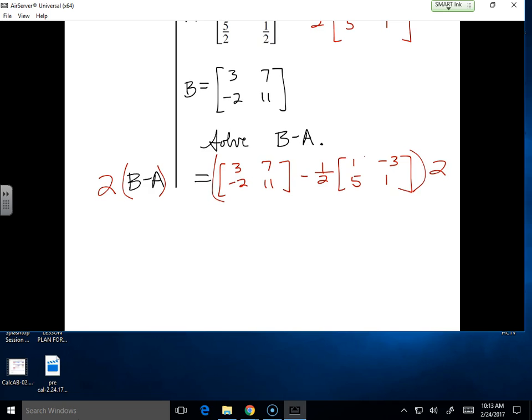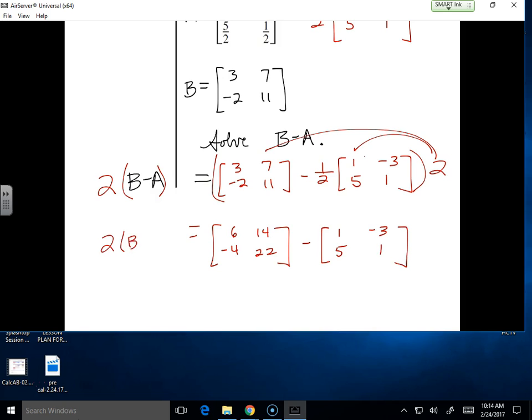Now what? You get 2 times this guy. Well, wait a minute. We can do 2 times a matrix, right? What's going to happen as I do 2 times that matrix? 6, 14, -4, 22. Nice. What happens when I do 2 times that guy? It will be 1, 5, -3, 5, 1. And over here I have 2 times b minus a.